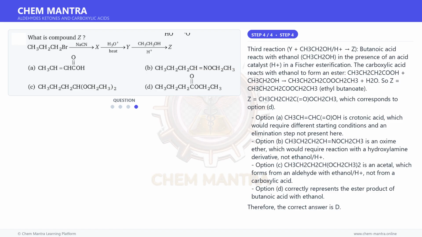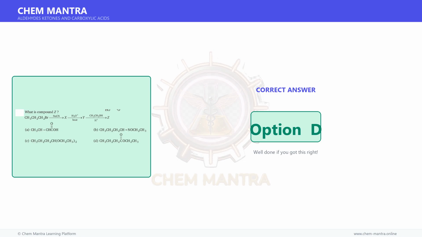Option D correctly represents the ester product of butanoic acid with ethanol. Therefore, the correct answer is option D.